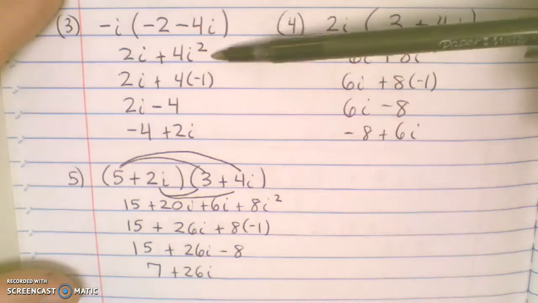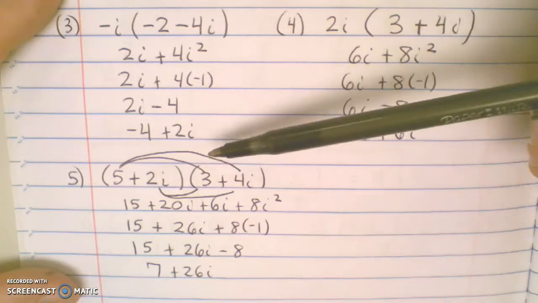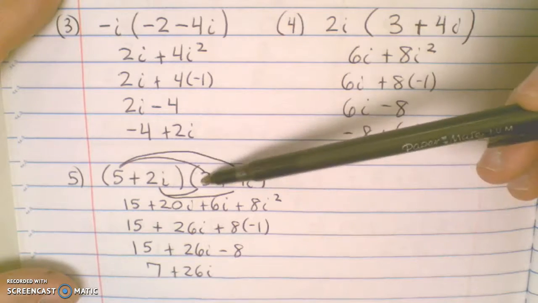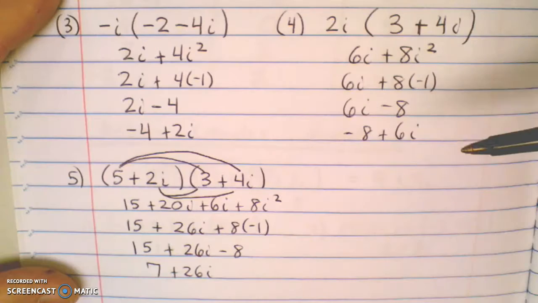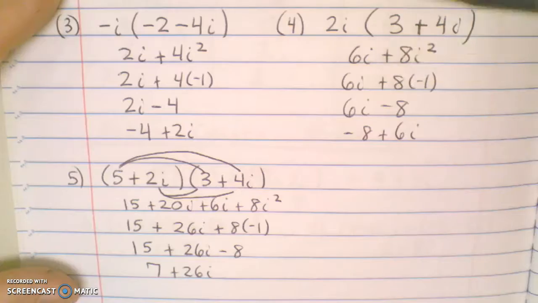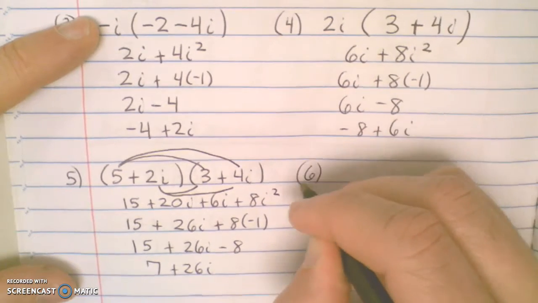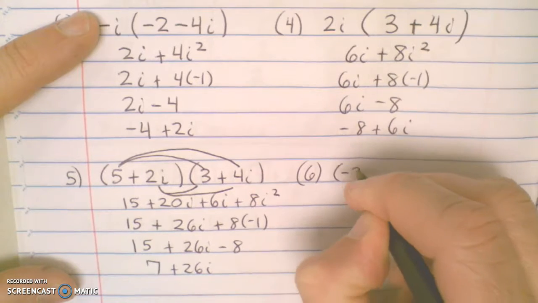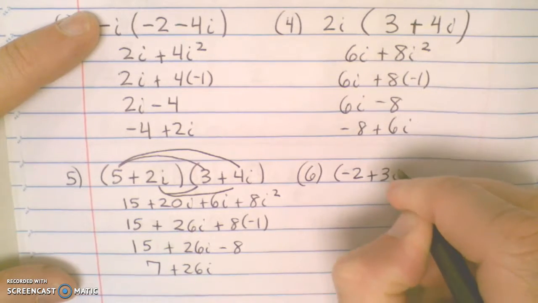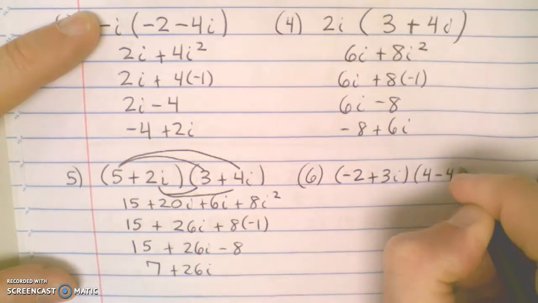So when we're multiplying two sets of complex numbers, we take 5 plus 2i, and we multiply the 5 by the 3, the 5 by the 4i, the 2i by the 3, and the 2i by the 4i. From there, we simplify. One last example. We'll put some negatives in here this time: -2 plus 3i times 4 minus 4i.